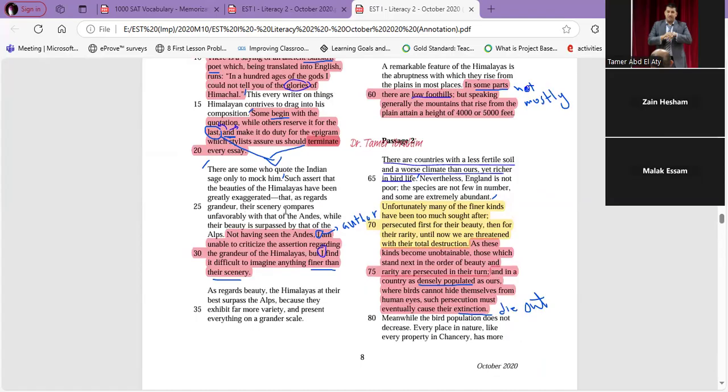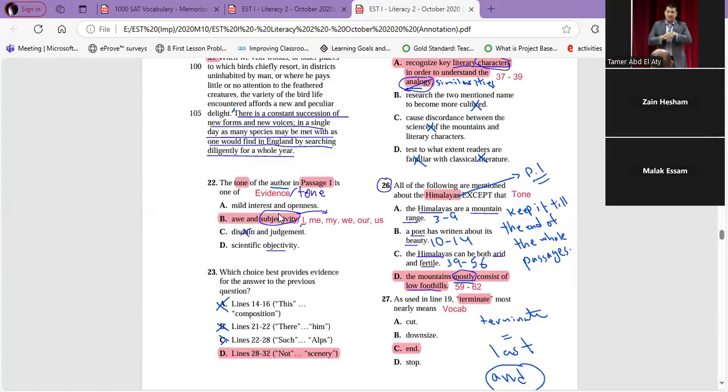their scenery compares unfavorably with that of the Andes, while their beauty is surpassed by that of the Alps. Okay, he talks about a comparison between the Himalaya and the Alps and Andes.